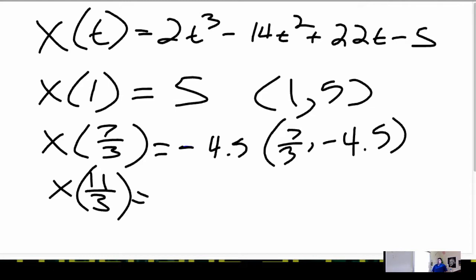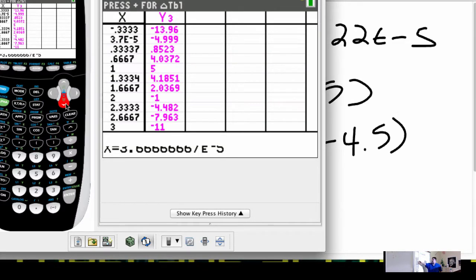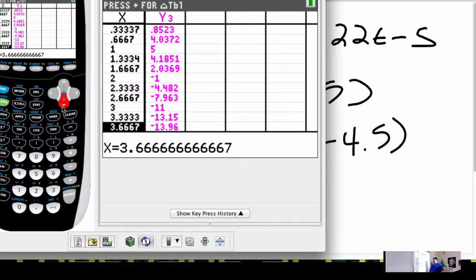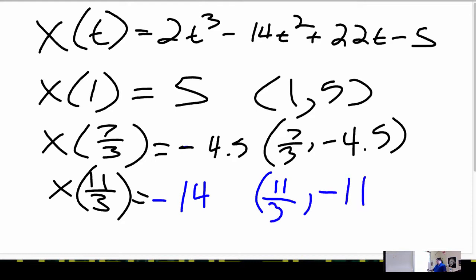And now let's figure out what 11/3 is, which is like 3.66, right? So 11/3 is 3 2/3, or 3.66. So it's about minus 14, right? Okay, so I'm going to come in here, and this is about minus 14. So roughly, we got this, right?